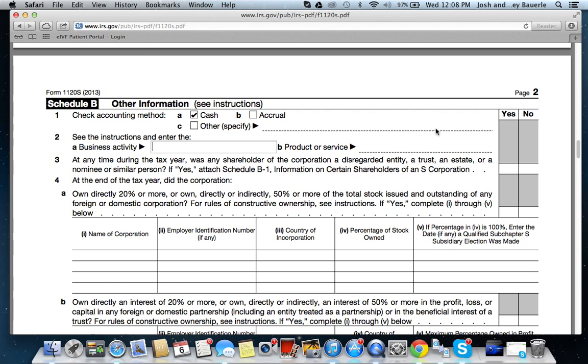Business activity. So this is where you're going to kind of list what you do. So for me, that'd be tax prep. For you, going back to our example, it might be tire sales. You're going to list whether you're a product or service company. So in this case, it's a service.